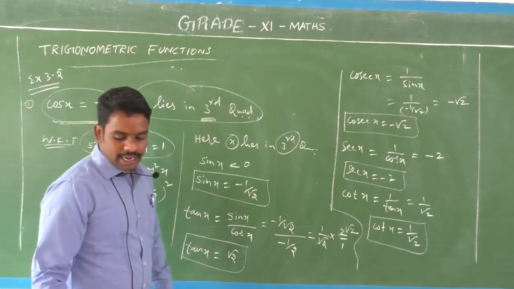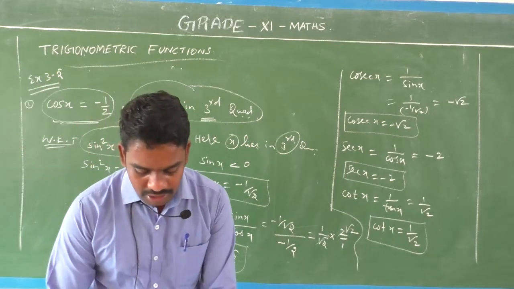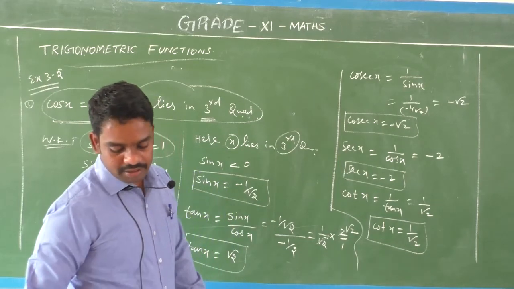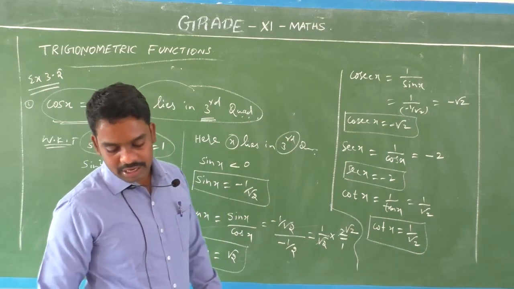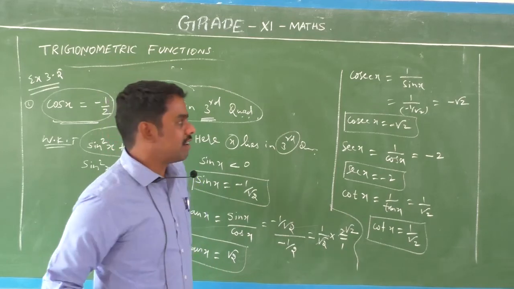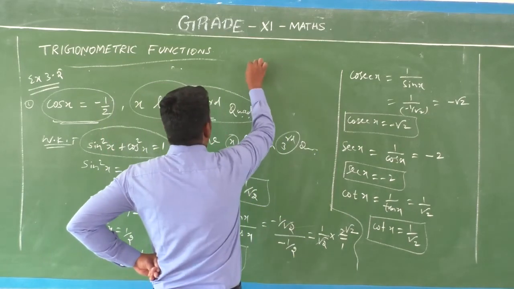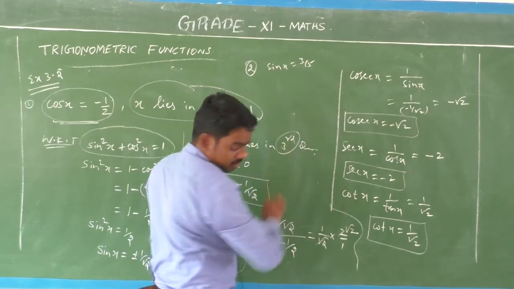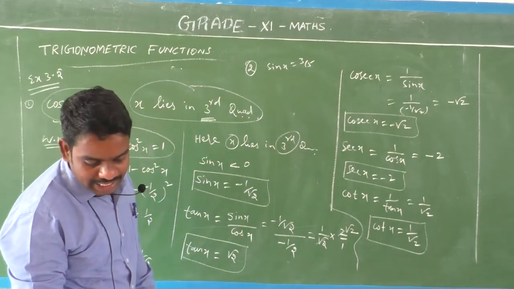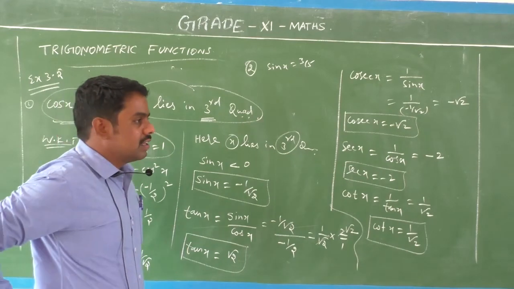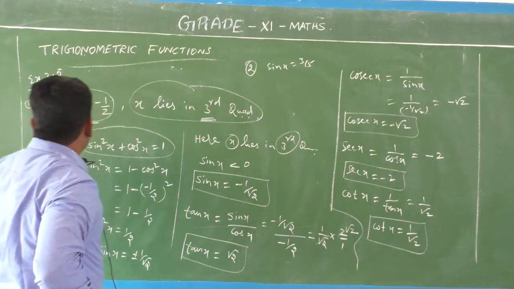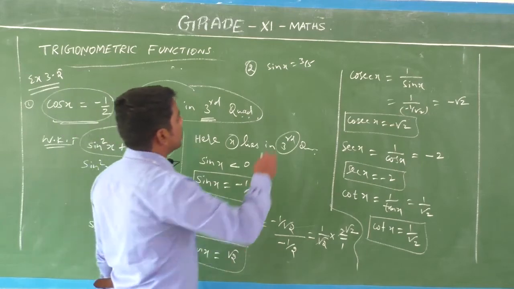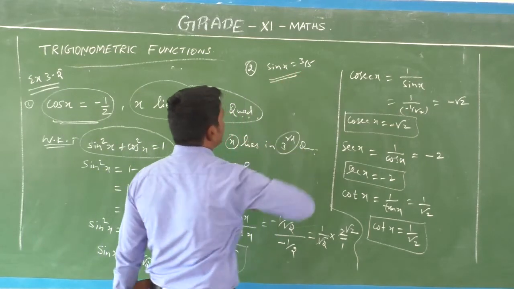Next, the second question: sin x is equal to 3 by 5, and x lies in the second quadrant. You can solve it by the same method. This question is homework.